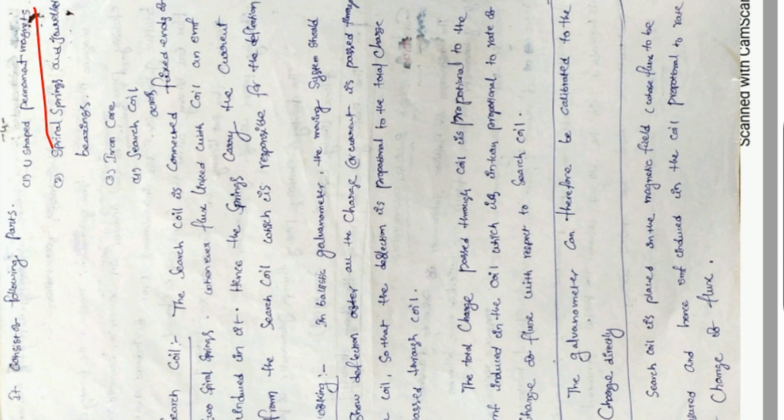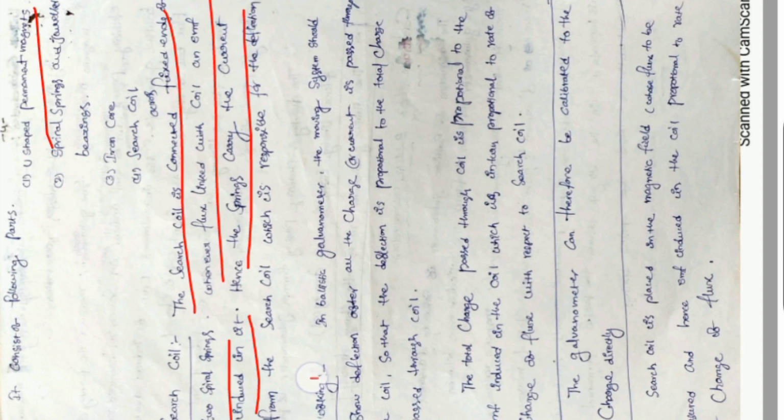Here a search coil is there. What is the purpose of the search coil? It is connected to fix the two spiral springs. Whenever flux is linked with the search coil, an EMF is induced in it, hence the springs carry the current from the search coil, which is responsible for the deflection. The search coil is placed where we want to measure the magnetic flux.